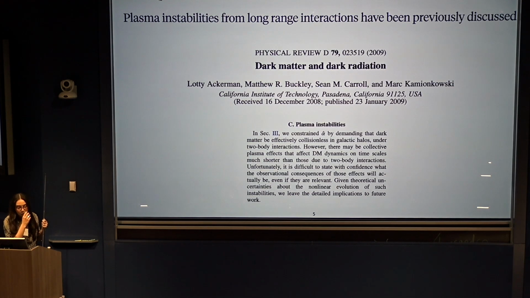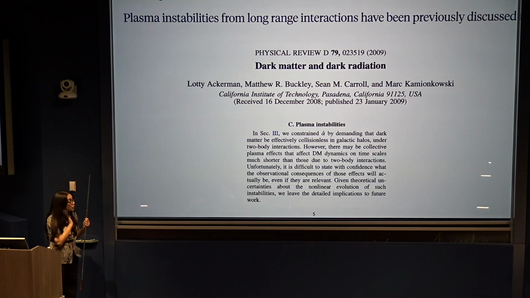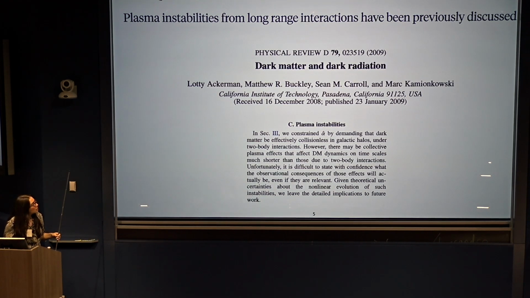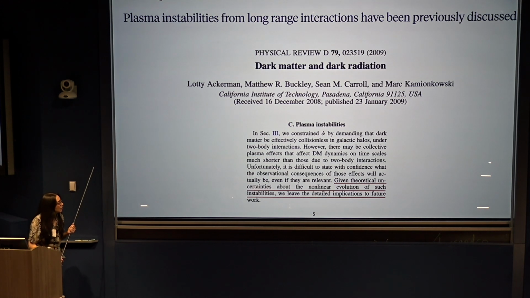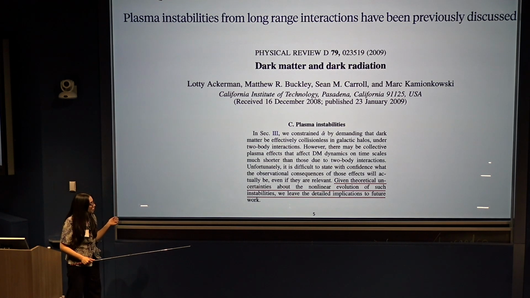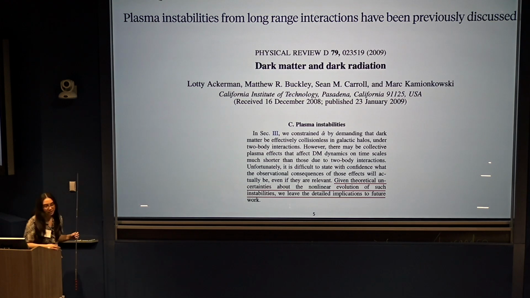Okay. So plasma instabilities for this dark electromagnetism has actually been discussed in the literature a long time ago in the same paper by Ackermann, Matt Buckley, et cetera. But their explanation was pretty quick, maybe comes to the same conclusion 15 years later. And they say that, given theoretical uncertainties about nonlinear evolution of such instabilities, they leave this to future work. And I feel like where we are is really trying to get at the nonlinear evolution, but I'll get there eventually. But I just want to point out that this has been discussed in the literature before.